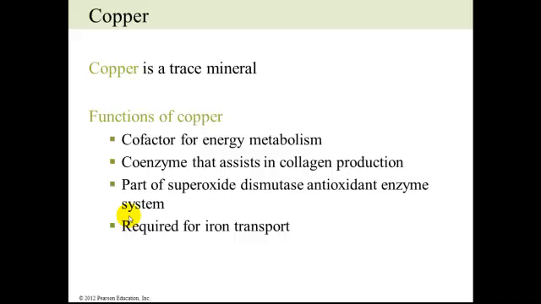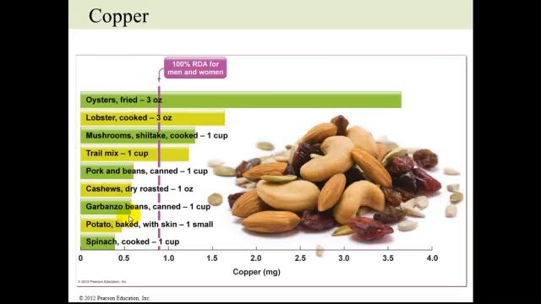The last of the trace minerals we will talk about is copper. And copper is a cofactor for energy metabolism. It's also important in collagen production. And if you remember, collagen and elastin were both important in the production of the skin and how the skin works. This is also required for iron transport, so it helps to facilitate the transport of iron. And in terms of the recommended amounts of copper, once again, shiitake mushrooms and garbanzo beans, the chickpeas, both have good amounts of that.